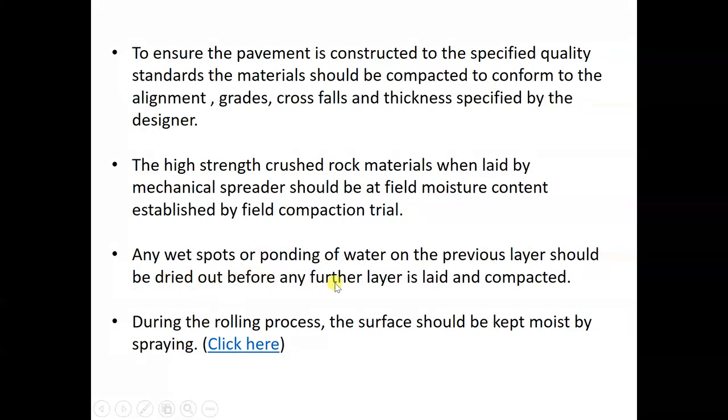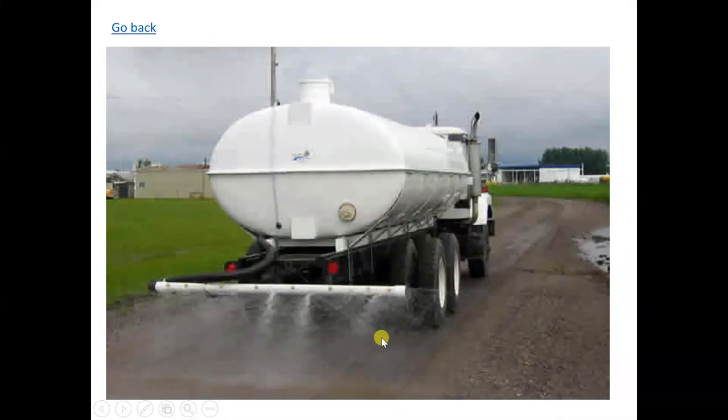Wet spots or ponding of water on the previous layer should be dried out before any layer is compacted. During the rolling process, the surface should be kept moist by spraying. Sometimes we need a water truck to spray water on the surface to provide the moisture.